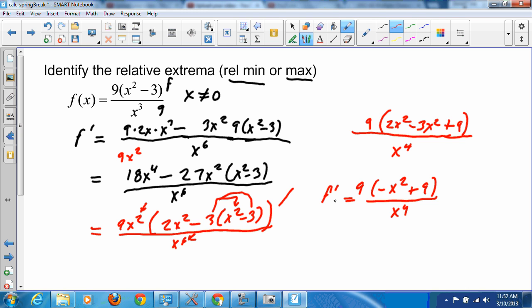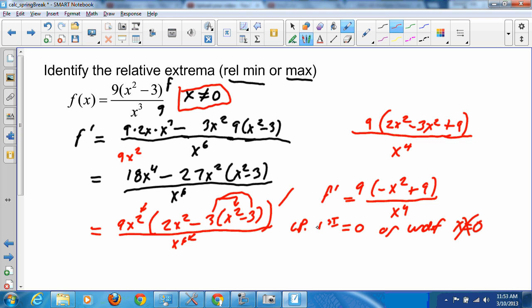Okay, well, what are some possible critical values? Well, the first derivative is equal to 0 or undefined at what? Well, it's undefined when x equals 0. But is that a critical value? Remember up here in the original statement we said that x cannot equal 0. So this is not a critical point because it's not in the original domain.